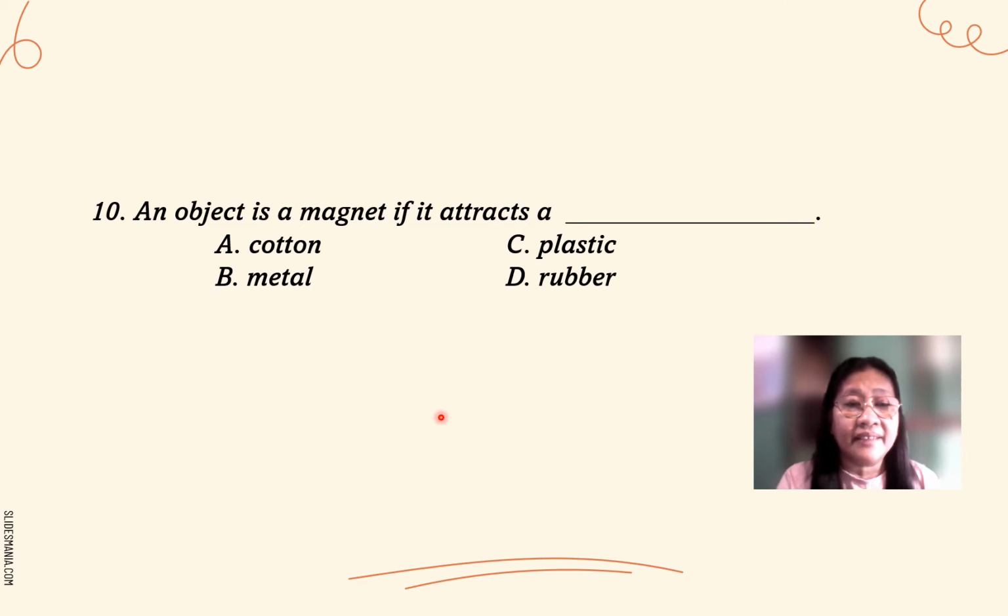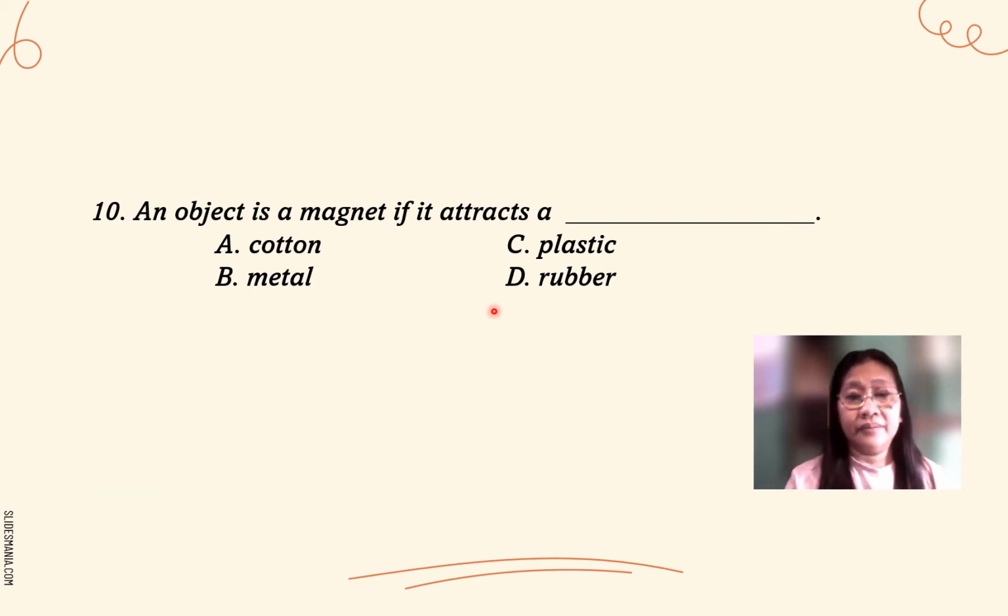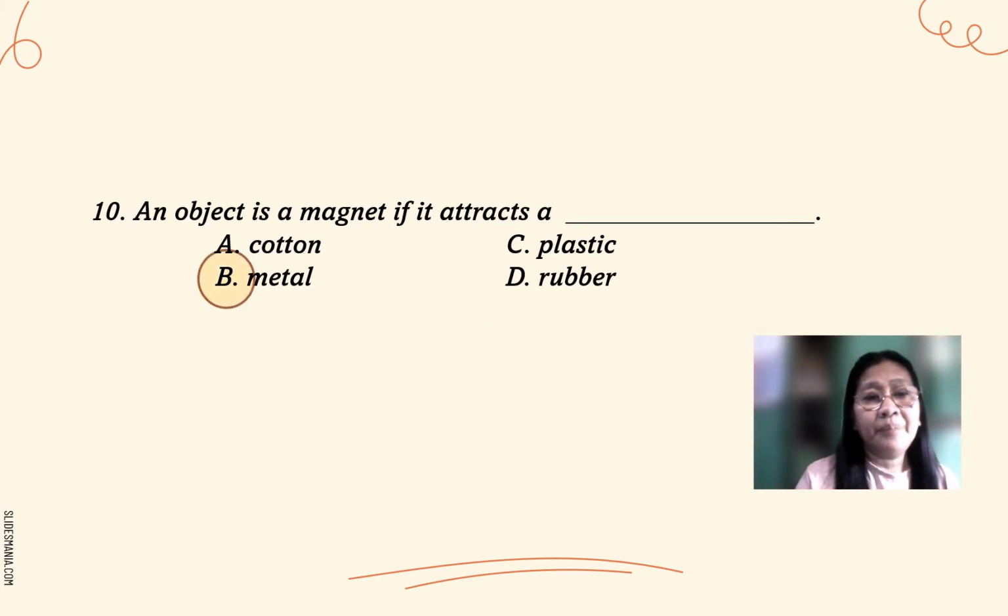Question number 10. An object is a magnet if it attracts blank. A. Cotton. B. Metal. C. Plastic. D. Rubber. The answer is B. Metal.